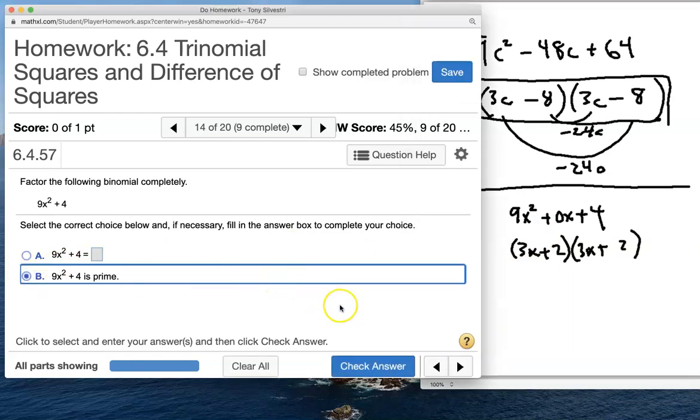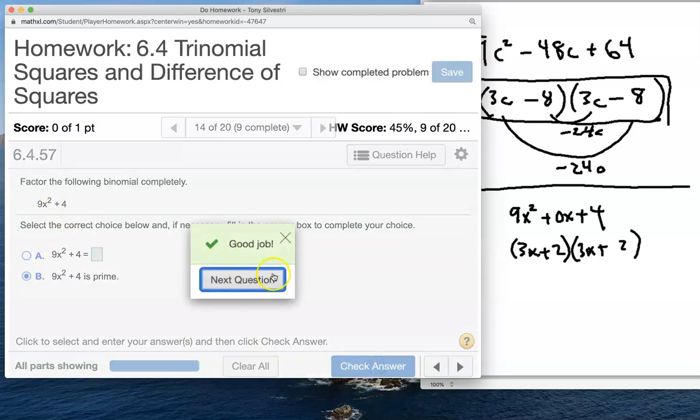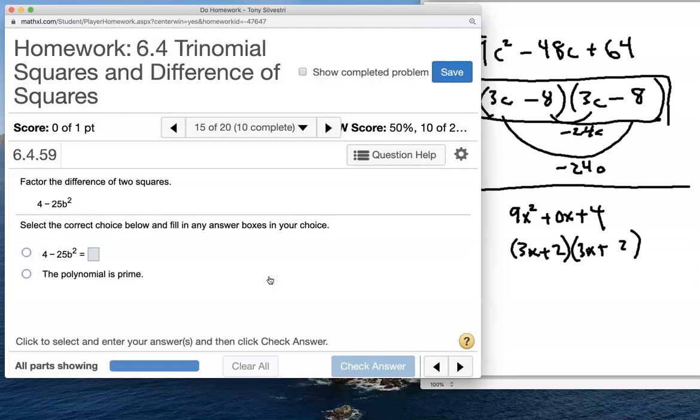So that's something you should be able to look at, get it, and go on to the next problem, because that is not a difference of squares. That's a sum of squares, and you just can't do sum of squares. I'm going to skip that one.